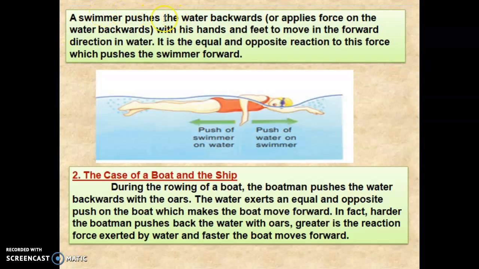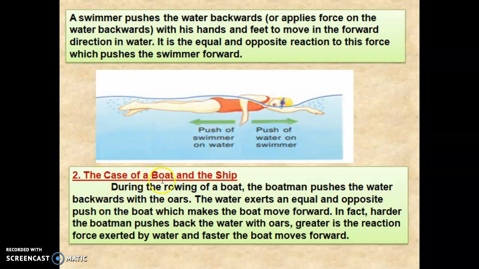A swimmer pushes the water backward with his hands and feet to move forward in the water. This is the equal and opposite reaction force which pushes the swimmer forward. What happens? If a person is swimming in the water, he will push the water in the backward direction, but the person will always move in the forward direction. So action and reaction are equal but in opposite directions.